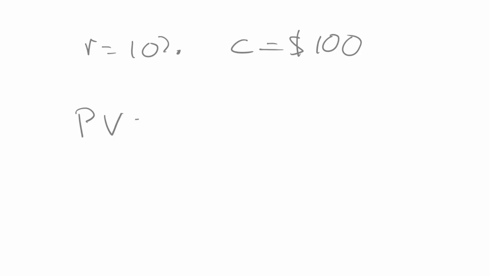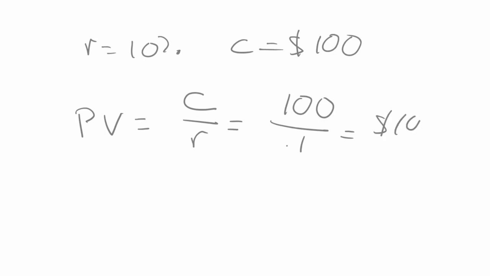Let's do some examples of a consol. Suppose that r is 10% and C is $100. The question is, how much money would you be willing to pay to get $100 every year forever if the interest rate were 10%? Well, $100 every year forever at an interest rate of 10%, that's a consol. So we use the formula, it's C over r. In this case, it's 100 over 0.1, or $1,000.